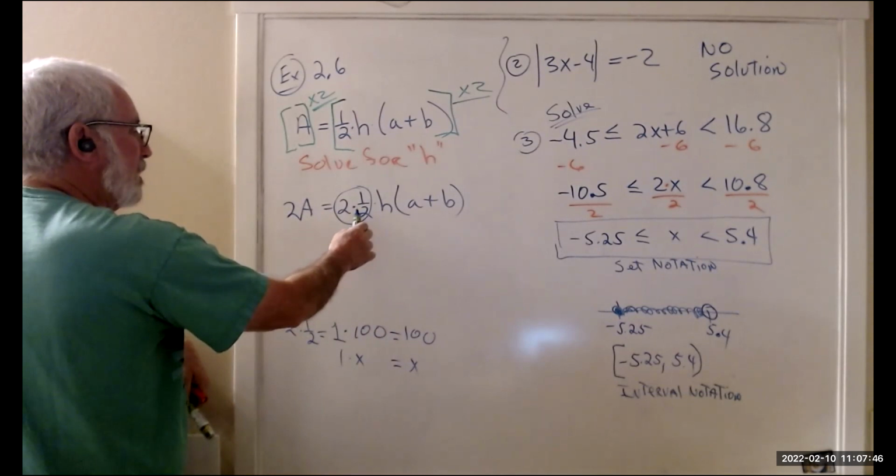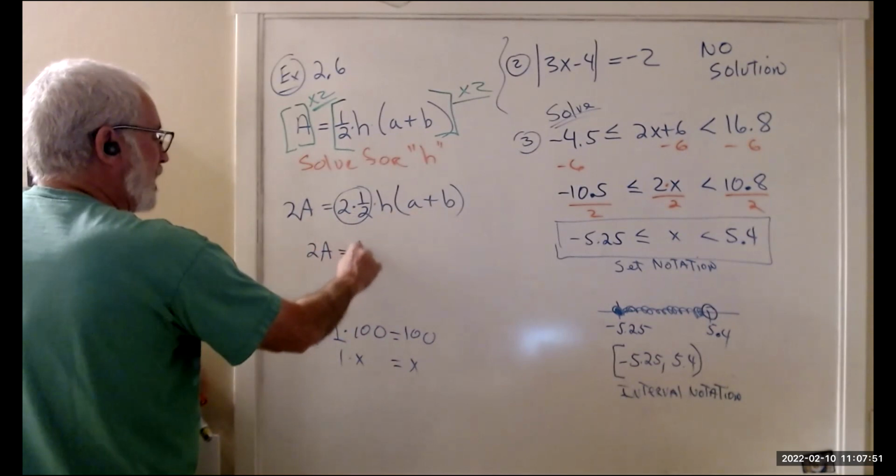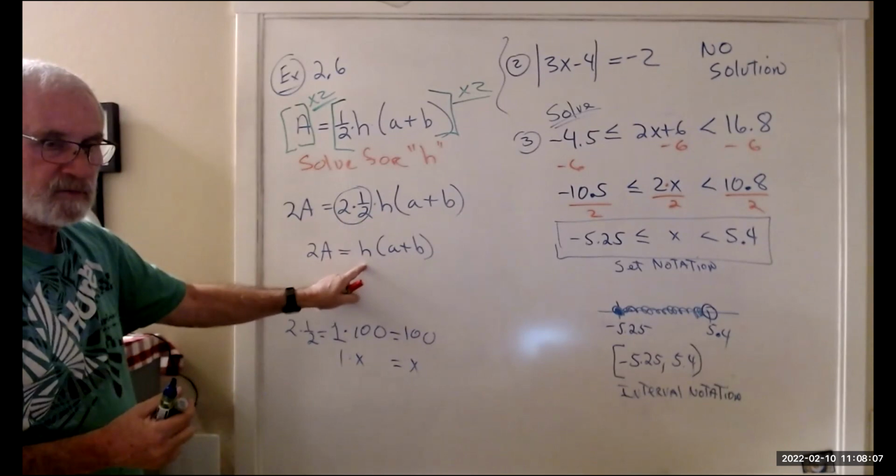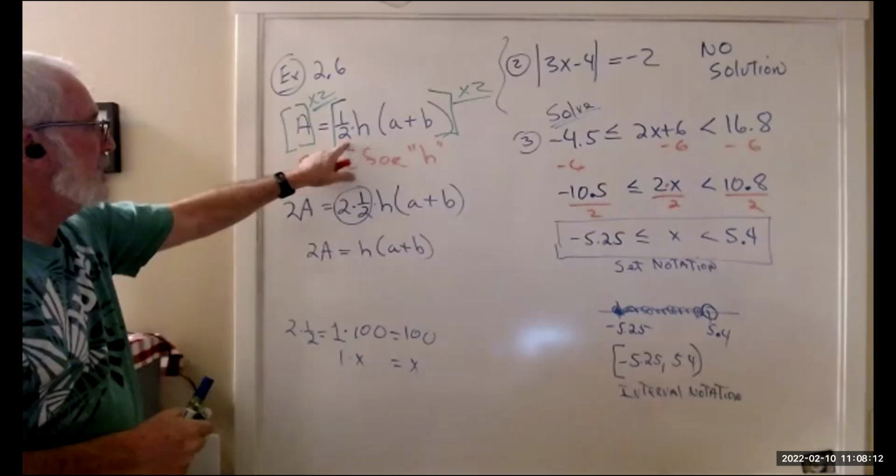So this problem is 2a equals h times a plus b. Because these two cancel each other out. They technically made 1. But 1 times anything is itself. And you times it by 2 because why? I needed to get rid of the half.